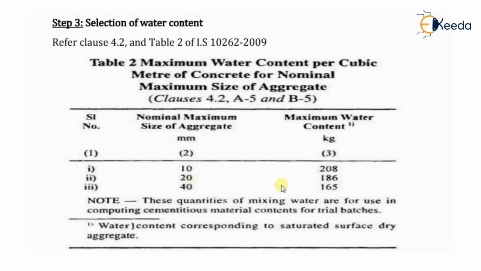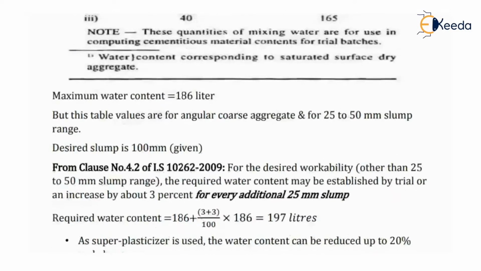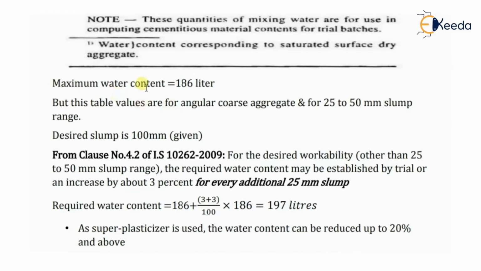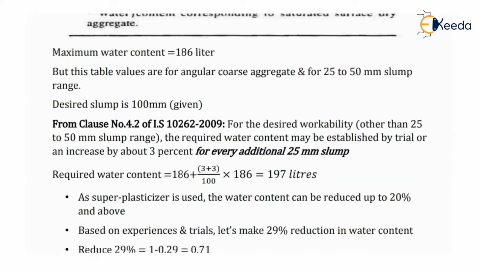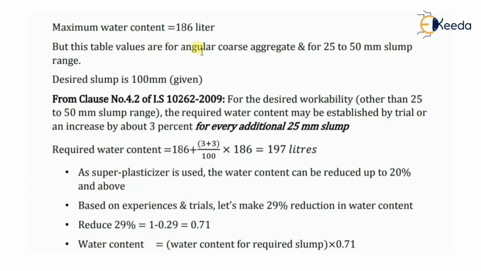So for 20 mm size of aggregate, maximum water content is 186 kg or 186 liter, you can say. So maximum water content I will be taking as 186 liter. But there is one note. If you refer to IS 10262, it says these values are for angular coarse aggregate and for 25 mm to 50 mm slump range, but the given slump is 100 mm.